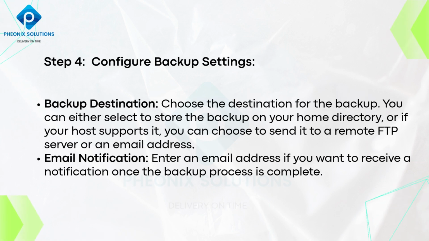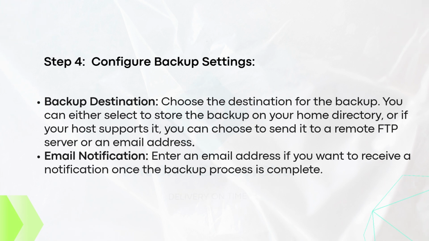Step 4. Configure backup settings. Backup destination. Choose the destination for the backup. You can either select to store the backup on your home directory, or if your host supports it, you can choose to send it to a remote FTP server or an email address. Email notification. Enter an email address if you want to receive a notification once the backup process is complete.